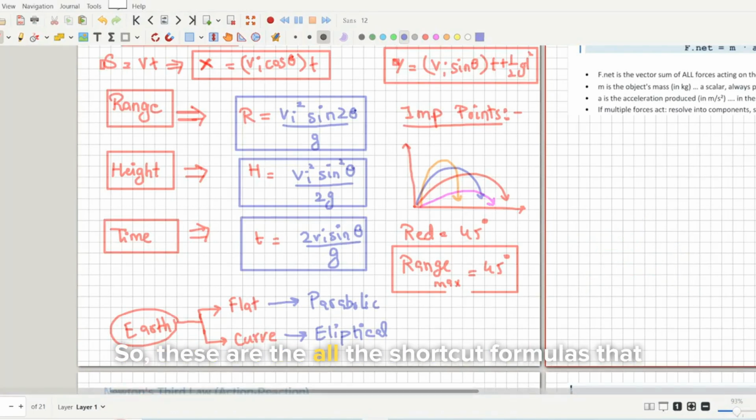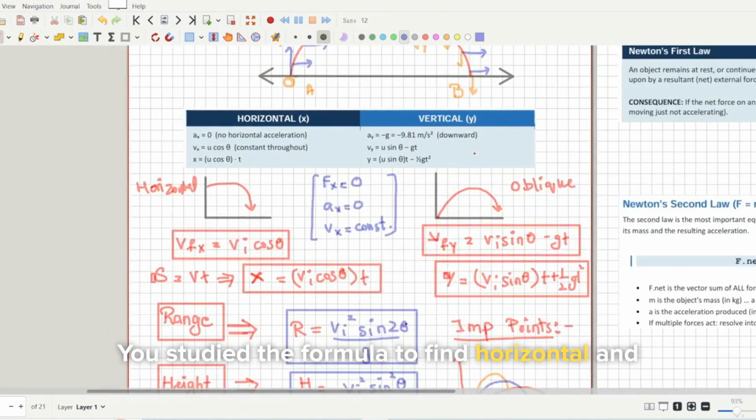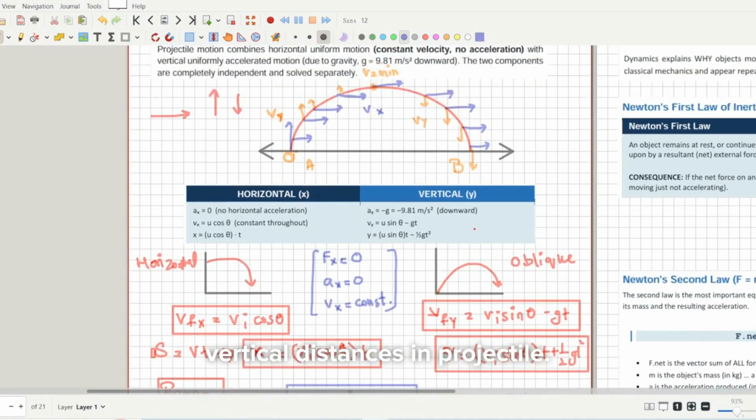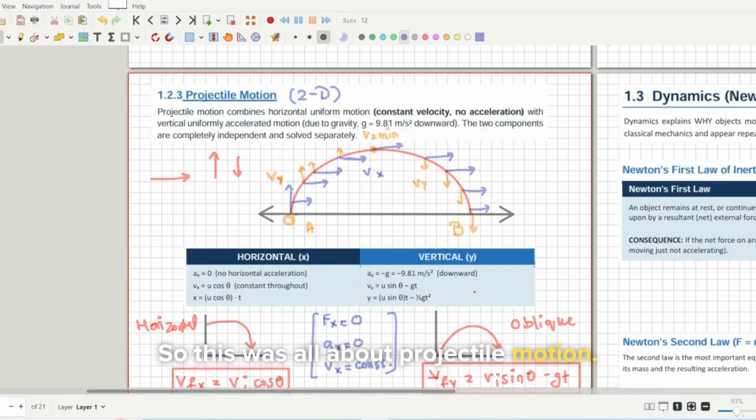So these are all the shortcut formulas that you need to solve all the projectile motions. You memorize the most important part, that was about range for projectile. The range is maximum at 45-degree. You studied the formula to find horizontal and vertical distances in projectile. What is constant, what is zero? You know that the vertical components are changing while the horizontal components are constant. So this was all about projectile motion. In our next lecture, we will talk about dynamics. So the kinematics portion is over.